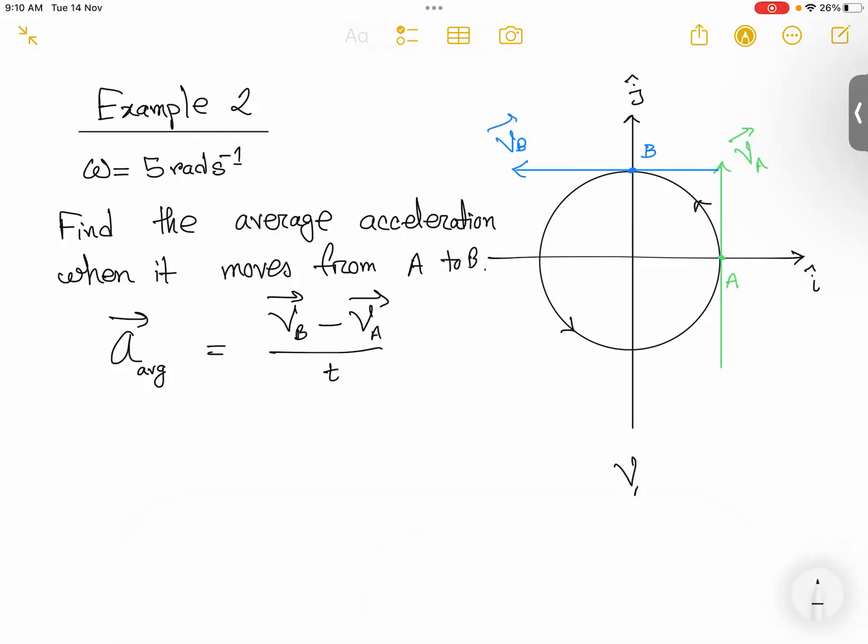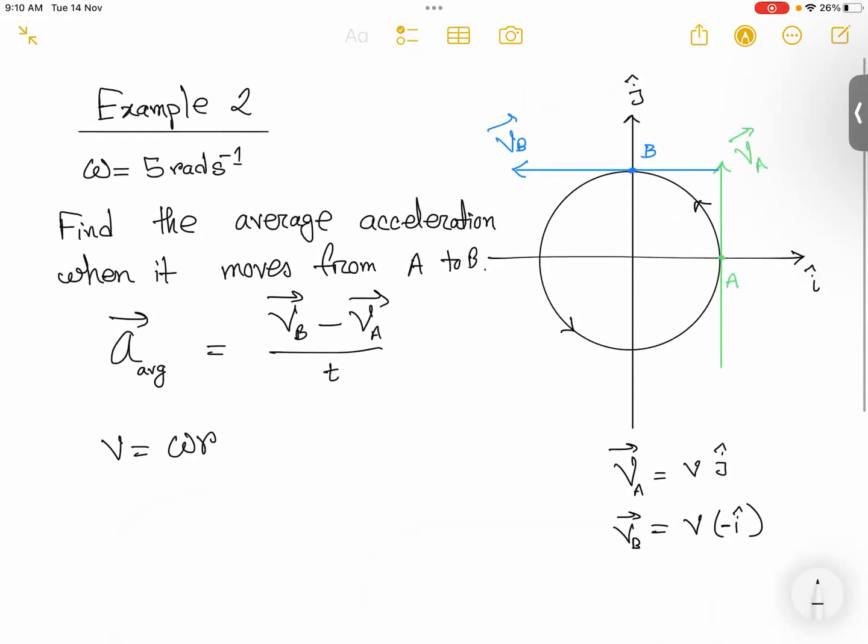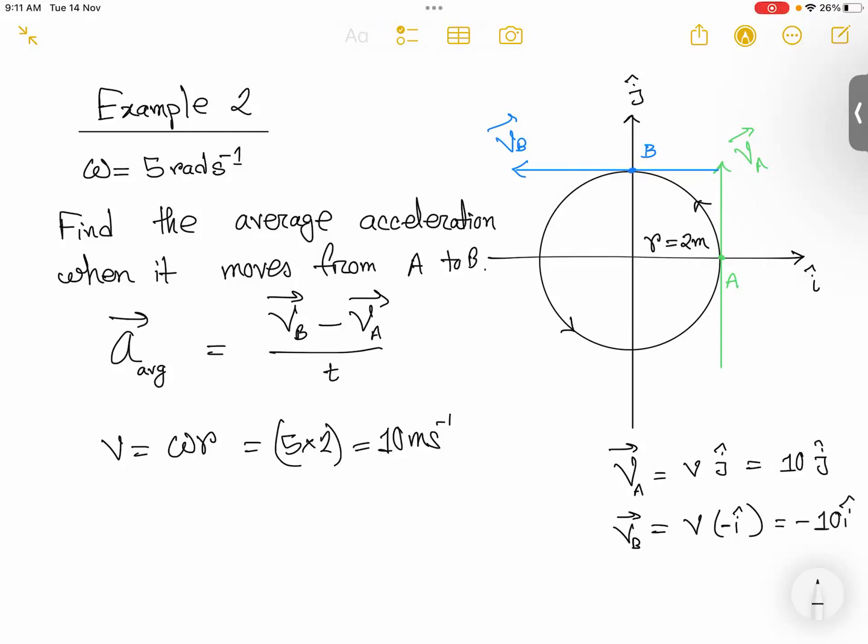So you can write VA as whatever the speed it has and J hat, and you can write VB as whatever the speed is and the direction is minus I hat. That's not tough to find the speed if you already know omega, because that's just omega r, right? So let's say it moves in a radius of path 2 meters. So that's just 5 into 2. So it's just 10 meter per second. So it's fine, it's easy. So this is basically 10 J hat, and this is basically minus 10 I hat. Okay? There's no problem with that.